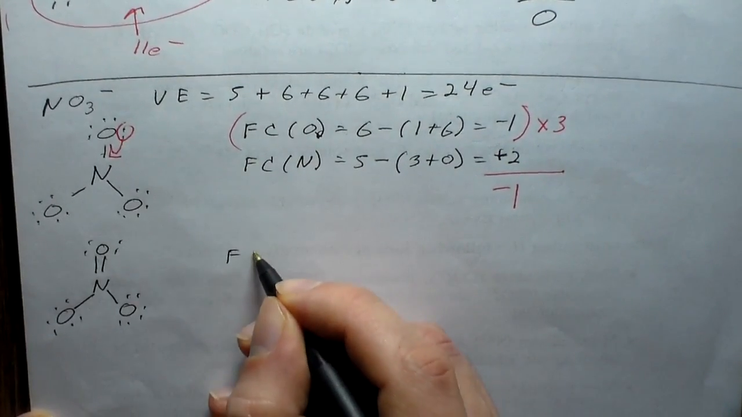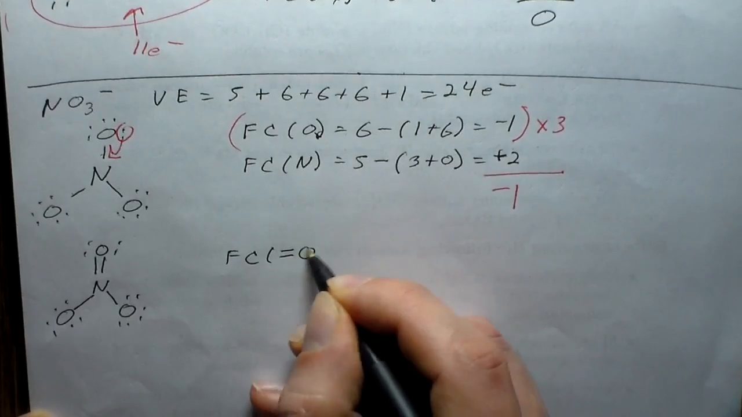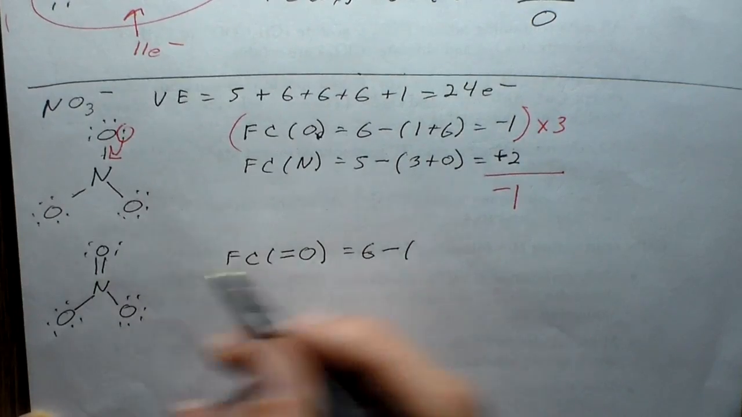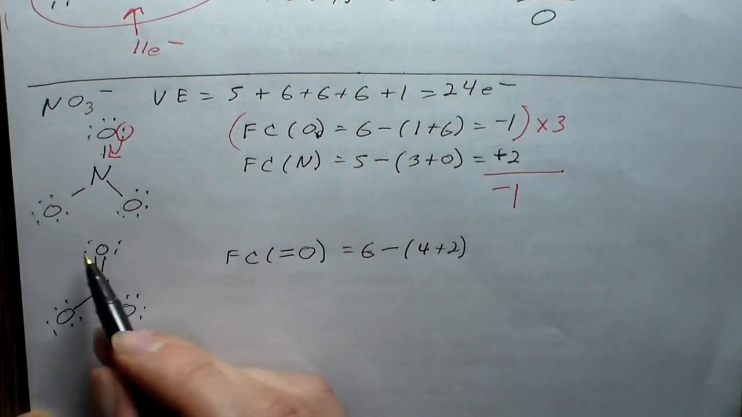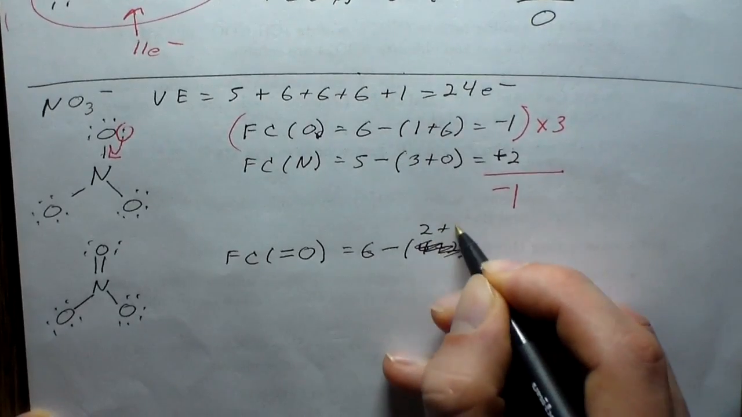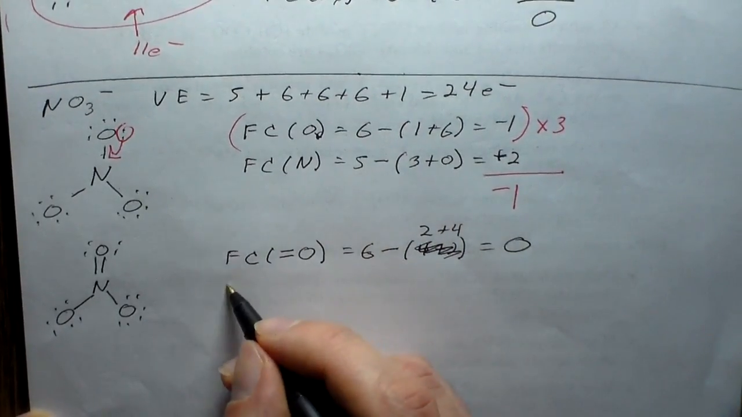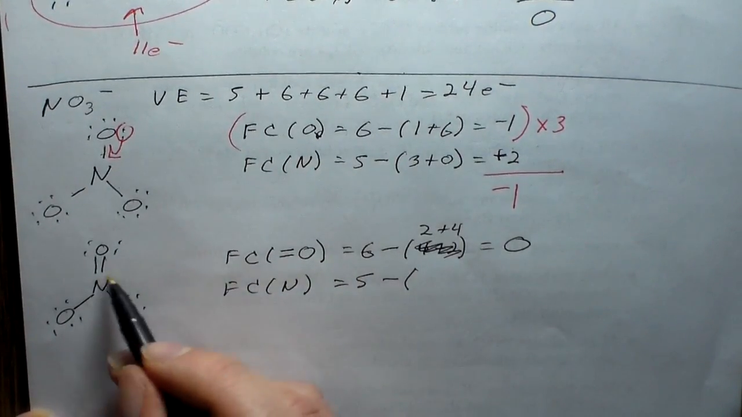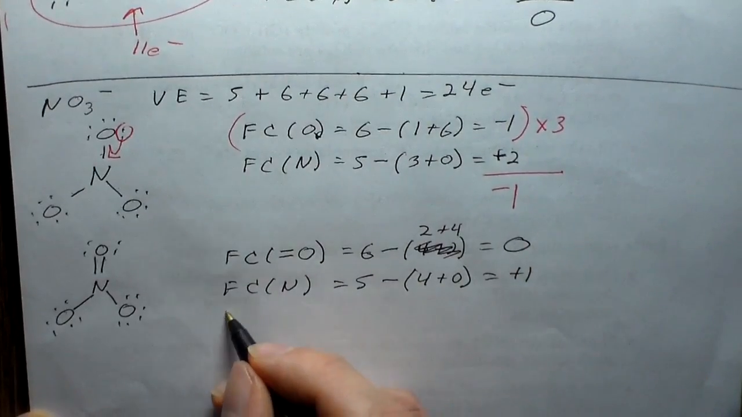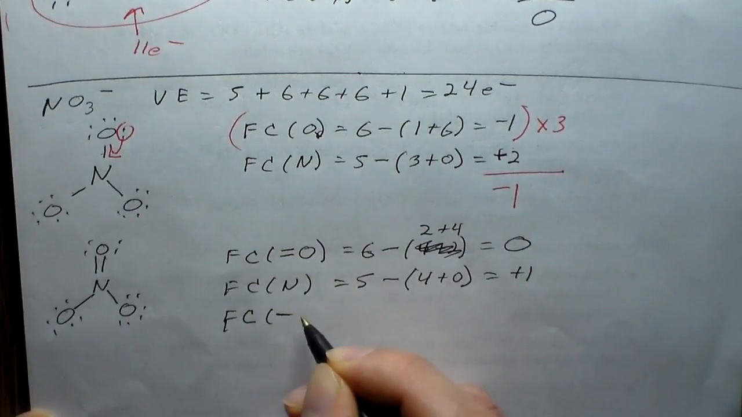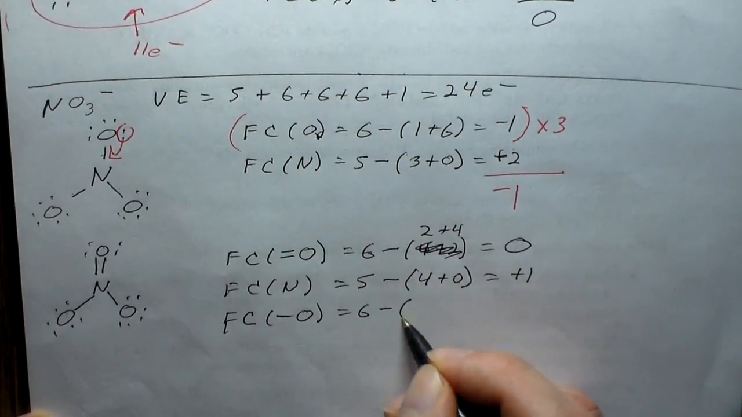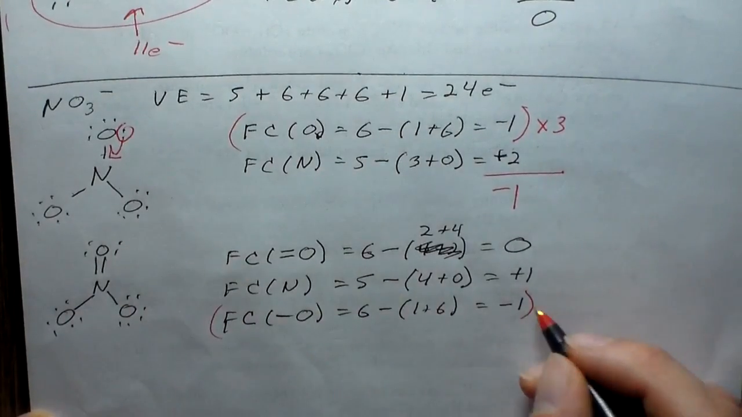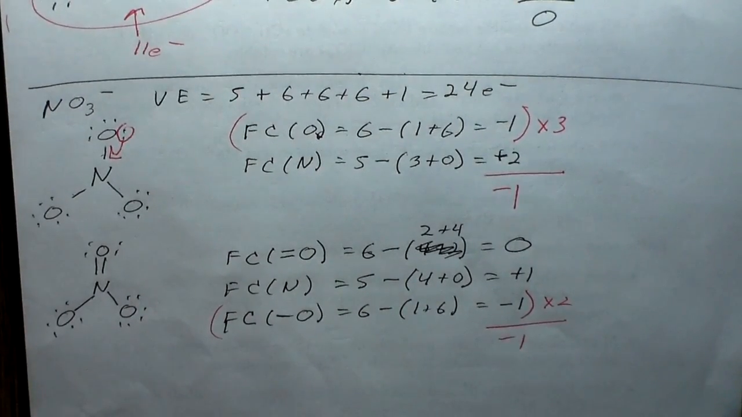All right, so the formal charge on my double bonded oxygen, that's going to be 6 minus 4 lines and 2 dots. Oh, whoops. 2 lines and 4 dots. Sorry, I screwed that up. It doesn't really make a difference, it's still going to be 0. The formal charge on my nitrogen is now going to be 5 minus, that has 4 lines and no dots. That's going to be a +1. And the formal charge on my singly bonded oxygens is going to be 6 minus the exact same thing, 1 line and 6 dots. And again, I of course have 2 of these left over. So again, my total charge is going to be -1.